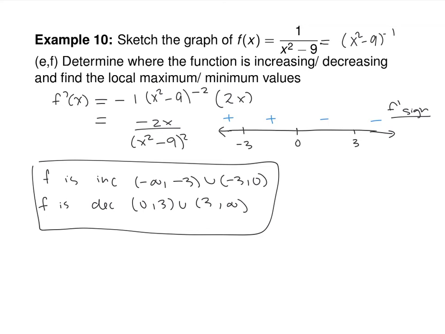Intervals of concavity and inflection points. Local max, oh, local max min. Okay, thanks. So are -3 and +3 candidates for local max and min? No, because they're asymptotes. So who is the only candidate for a local max or min? 0. And is that a max or a min? It's a max. F of 0 equals -1/9 is a local maximum.